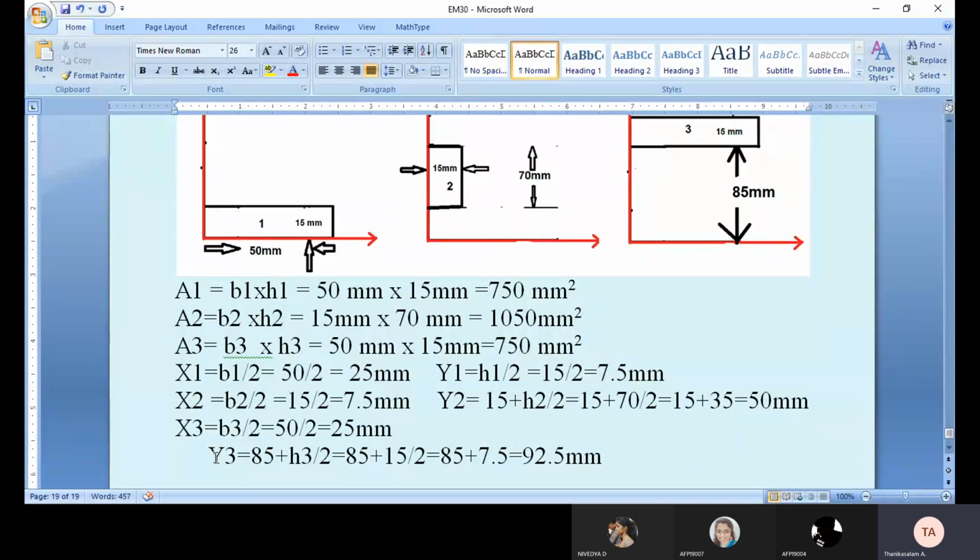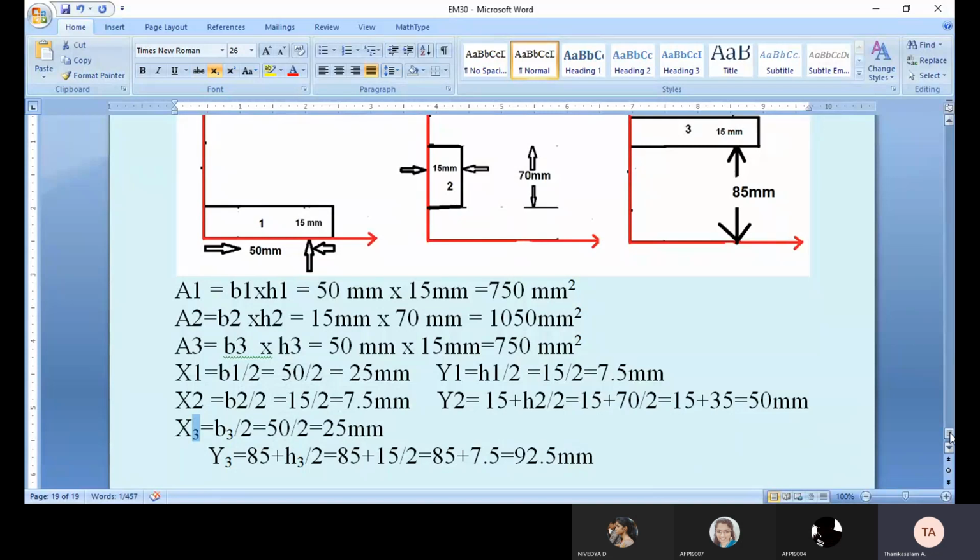Students, understand? If touching the reference axis, you can write the direct formula. If not touching, consider how much it is away. That is the concept.